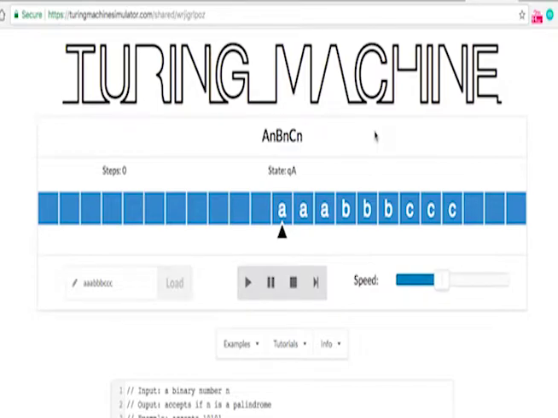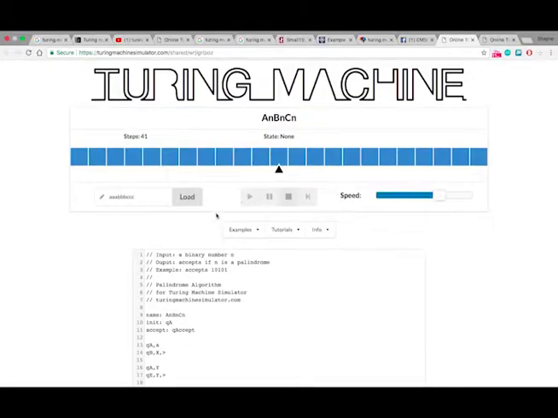about a raised to n, b raised to n, and c raised to n, where the number of a's, b's, and c's are equal. So let's start. So how the code actually works is that you start in state QA. When it finds an A, it will mark A as X and then transition to state QB.